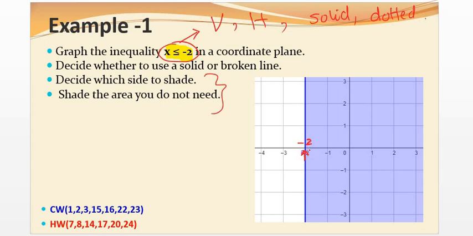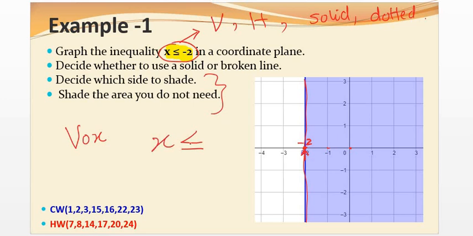As you can see here, I have 0 here, -1 here, -2 here. So this is x equals -2. And which line do I have to draw over here? Because it's a case of x, that means it's going to be a vertical line on x. So you will draw a vertical line over here. As you can see here, I have drawn it with a very dark line. It's not going to be a dotted line. It's going to be a solid line, because this is the case of less than or equal to.